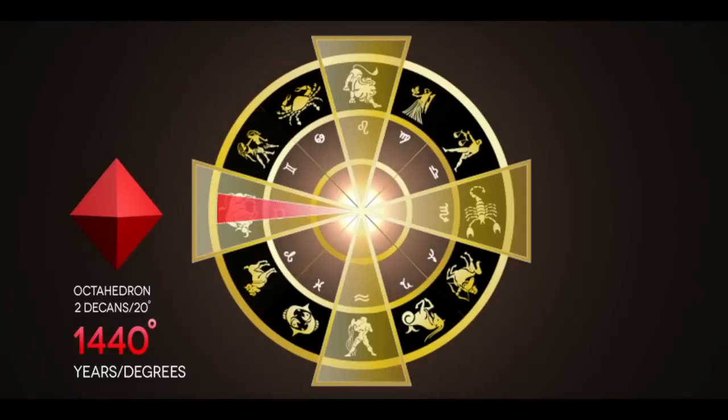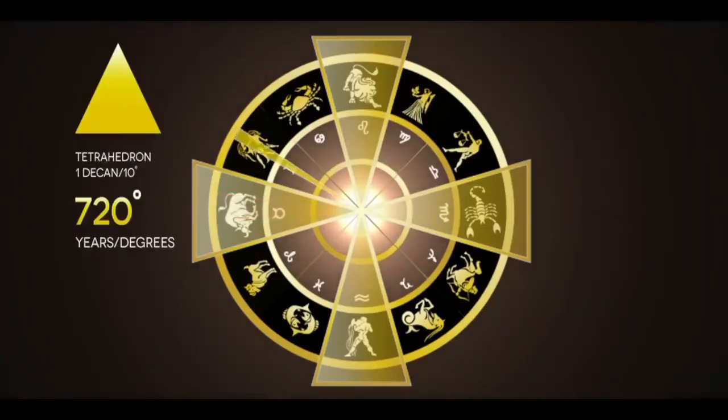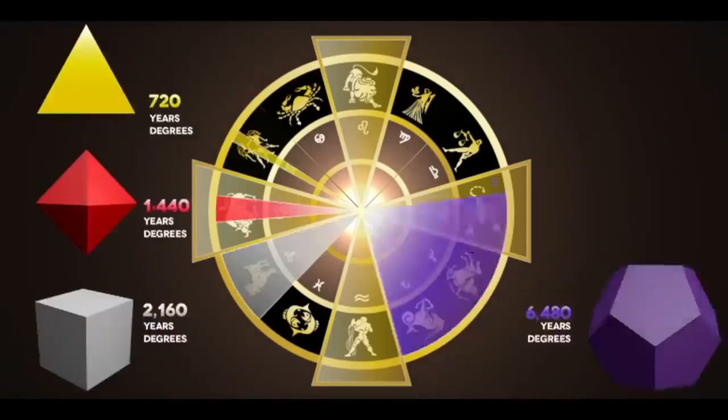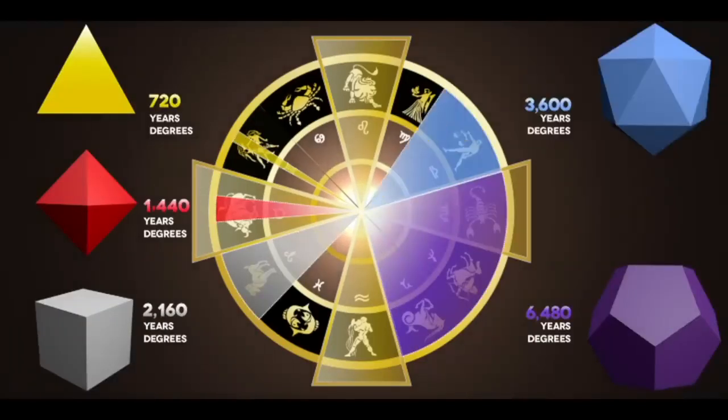And 1 decan, or 10 degrees, for any of you who've studied astrology, you know that the decans are important to astrological determinations. 1 decan of 10 degrees then takes 720 years. And so here we have all 5 of the Platonic solids represented in these particular time cycles.